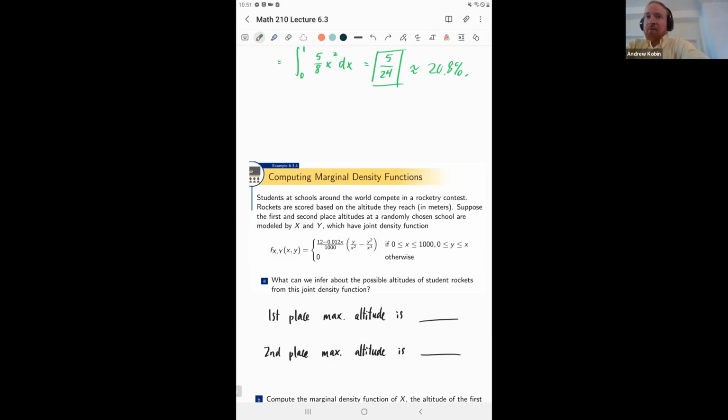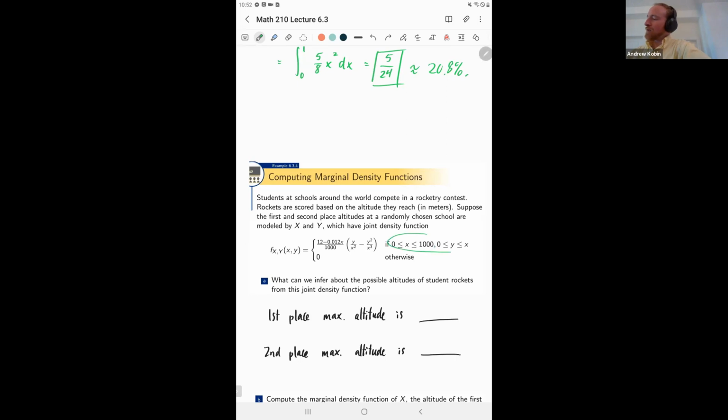And let's suppose that the first and second place altitudes for rockets among all of these schools can be modeled by continuous random variables x and y. So if we choose a random school and pick out the first and second place rocket altitudes just in that school, then these rockets have altitudes given by the variables x and y, but the joint density function tells us among all of the possible schools how likely it is to choose first and second place rockets with these given altitudes. So again, this is a probability density function shown here.